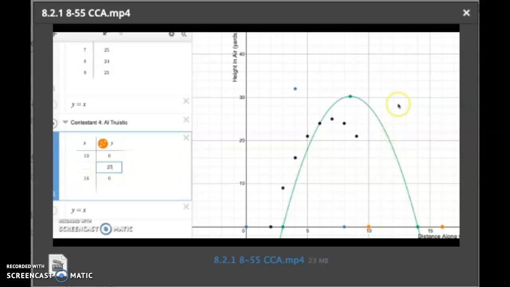Now, the highest point has to be right in between this 10 and this 16. So I want to find the halfway point between 10 and 16 because I know this has to be symmetric. And so that halfway point is 13. So you can see that is where his parabola will reach the height of the water balloon. That's as tall as it will go.